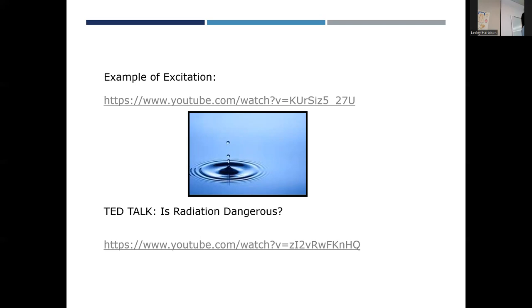Yeah. But for excitation, is that kind of like when the atom or the photon or the electron goes through but doesn't get anything out?